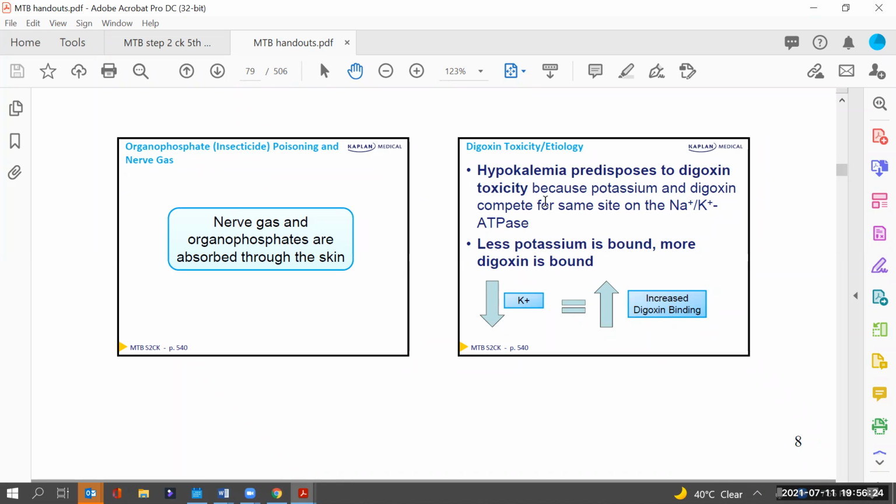And once digoxin toxicity is established, what will happen? You will see hyperkalemia later on, because more and more digoxin will be there, and the potassium is not going to get any chance to bind with the receptor. More and more potassium will be in the blood, and that can lead to hyperkalemia. So hypokalemia predisposes to digoxin toxicity because potassium and digoxin compete for the same site, the sodium potassium ATPase receptor. So less potassium is bound, and of course, if there is less potassium, the more digoxin will get a chance to bind.